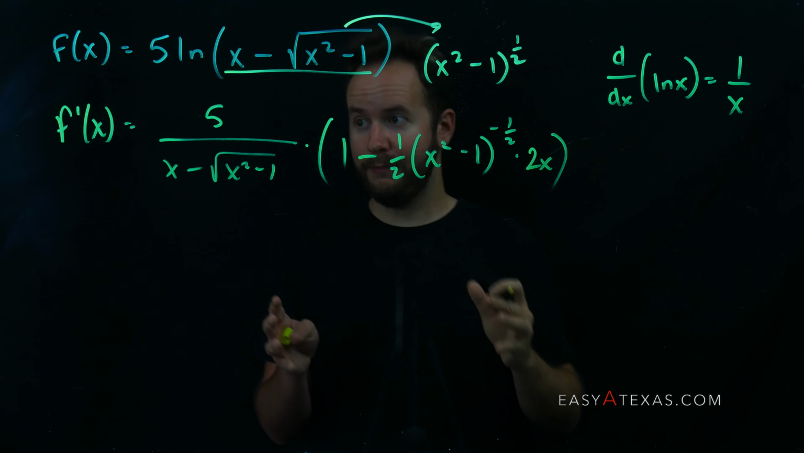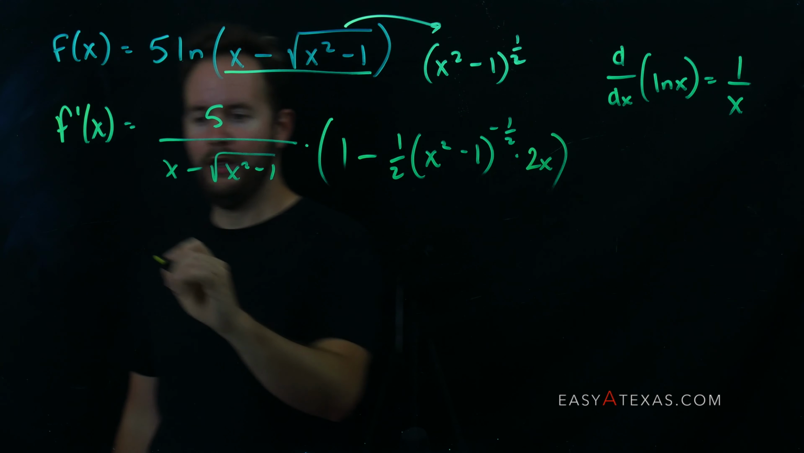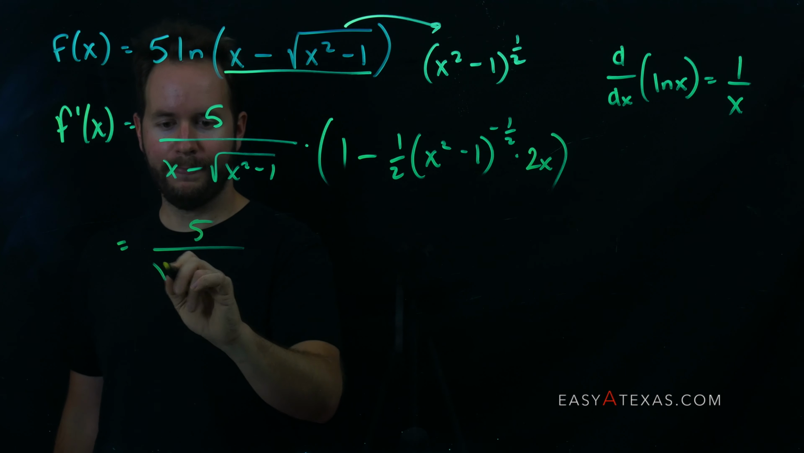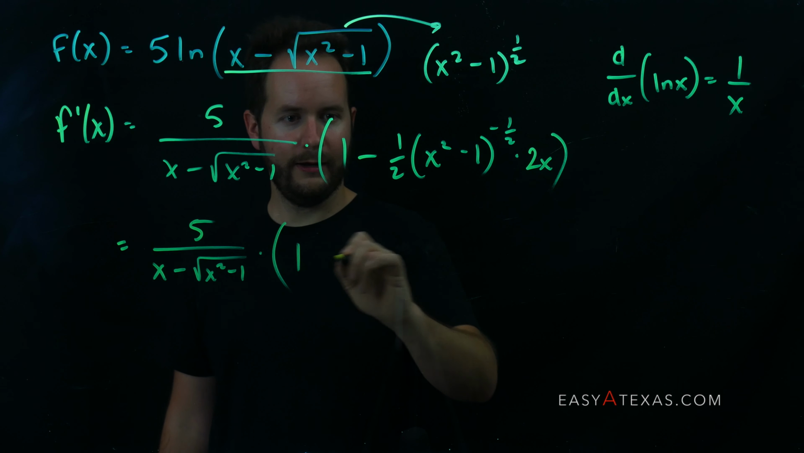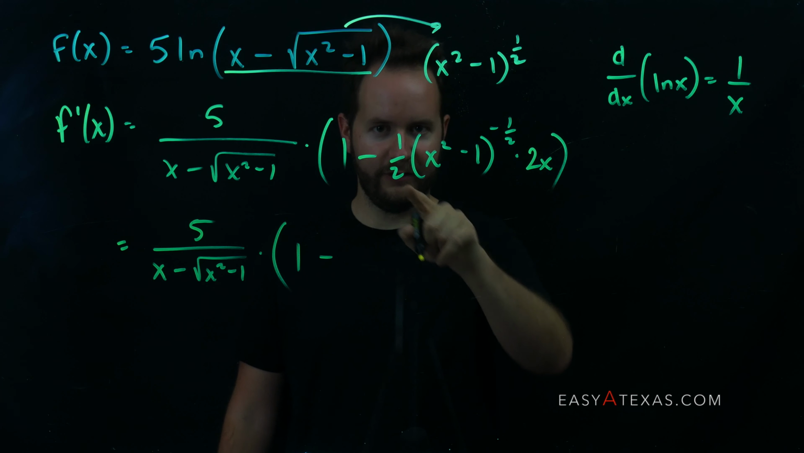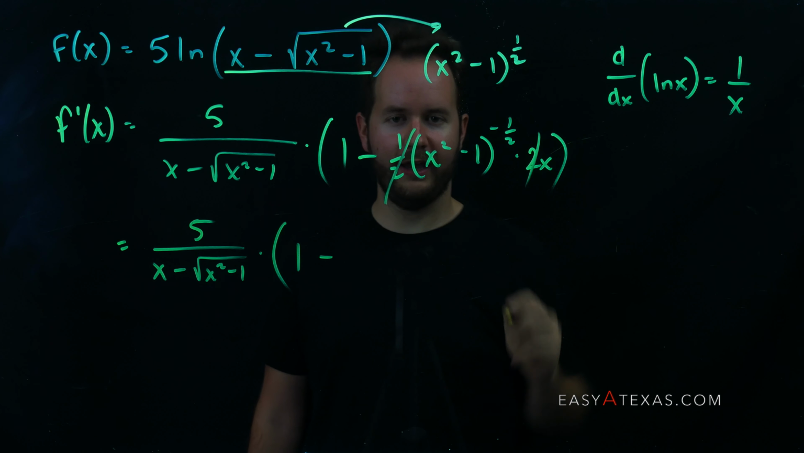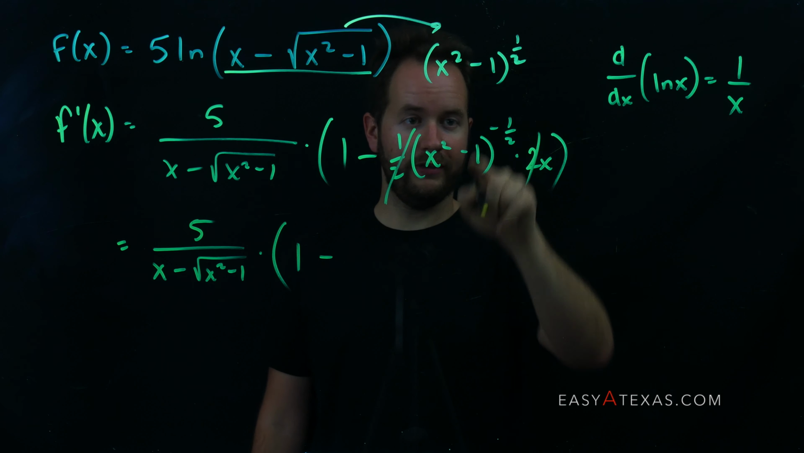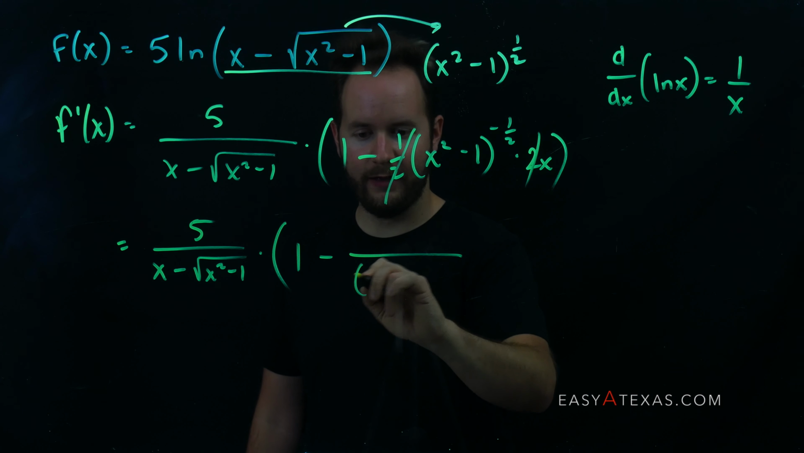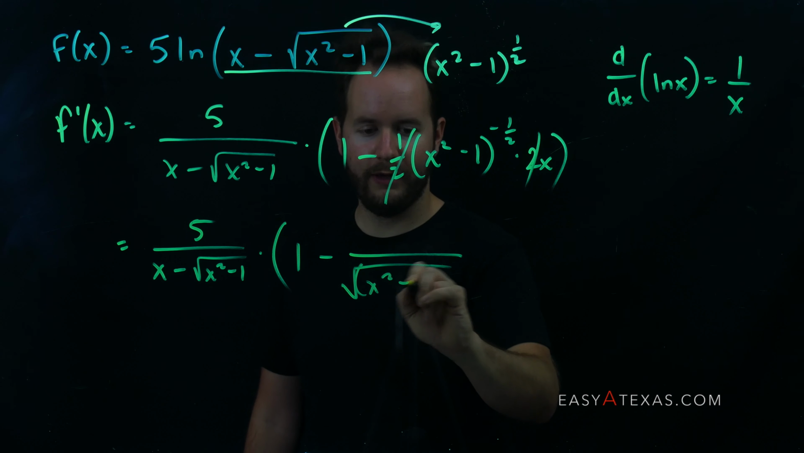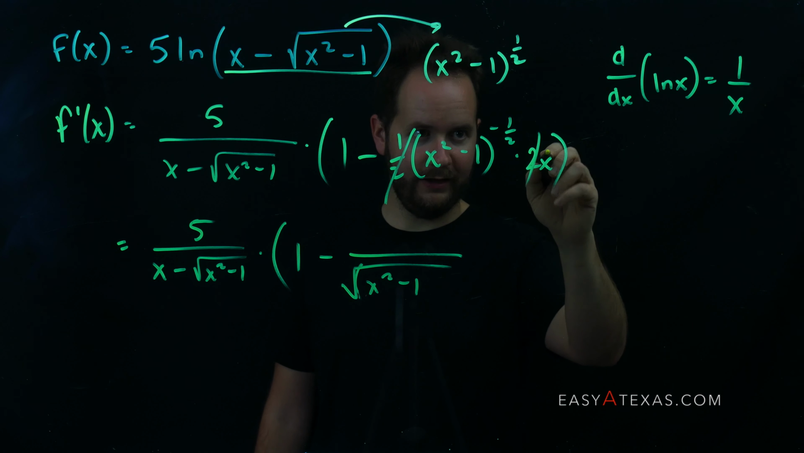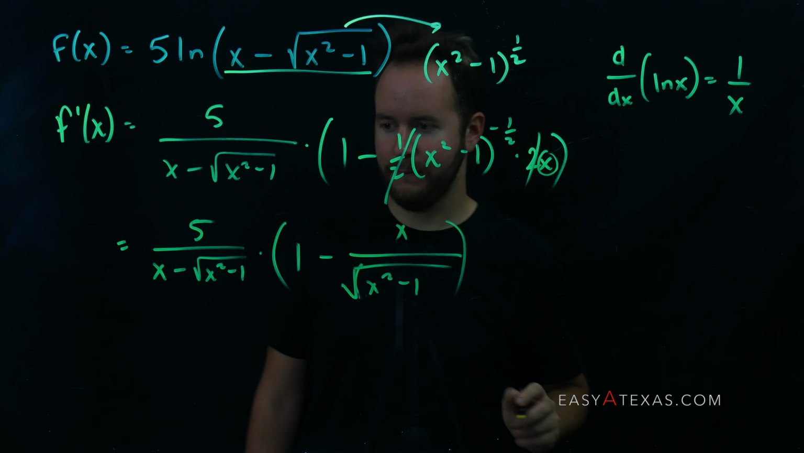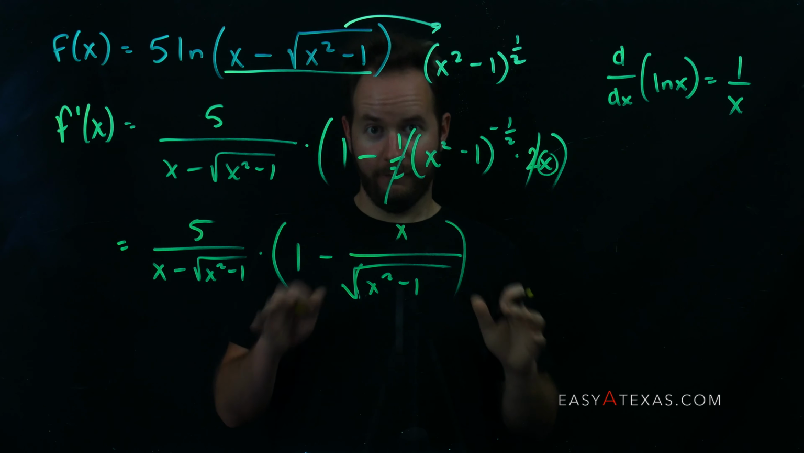Okay, there's a lot of cleanup here because this is not yet a final answer. I'm going to say 5 over x minus the square root of x squared minus 1 times 1 minus, let's do a couple things. I see this 1/2 and that 2 will cancel. This x squared minus 1 to the negative 1/2 really just means I have square root of x squared minus 1 sitting in the denominator, and I have an x, don't forget this guy, still in the numerator.